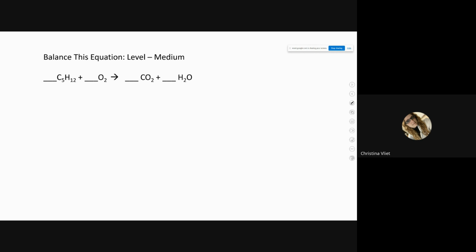Separate everything because there's no polyatomic ions here. I do advise to write out a chart. I'm going to write out a chart for this one, but like I said, if you can do it in your head, I'm not going to require you to write a chart. Here we go. Pay attention to what I do. Carbon, how many? 5. Hydrogen, how many? Oxygen, how many? On the product side, carbon, how many? 1.